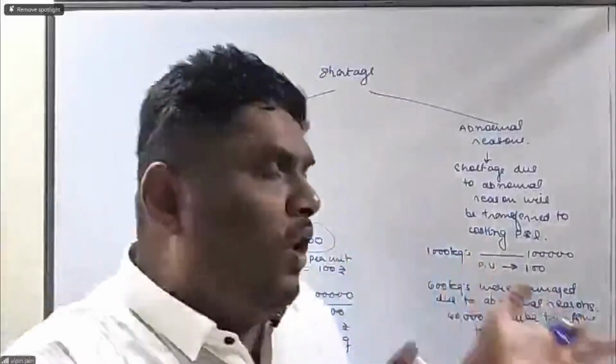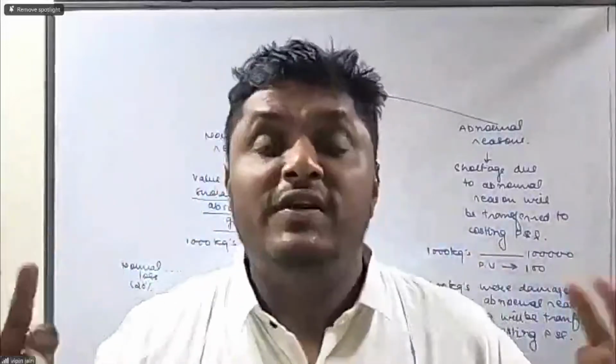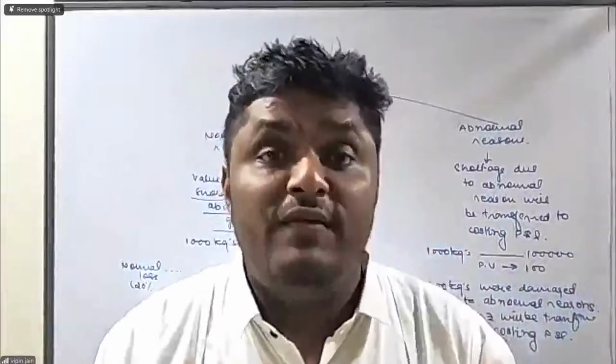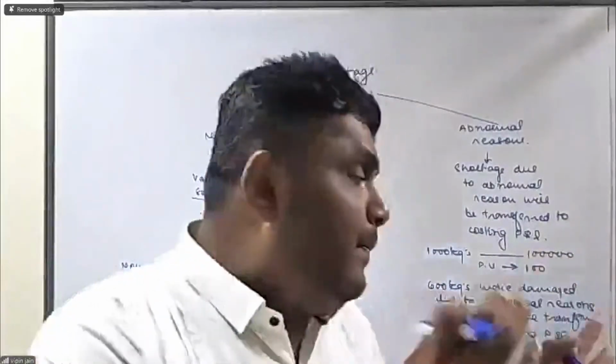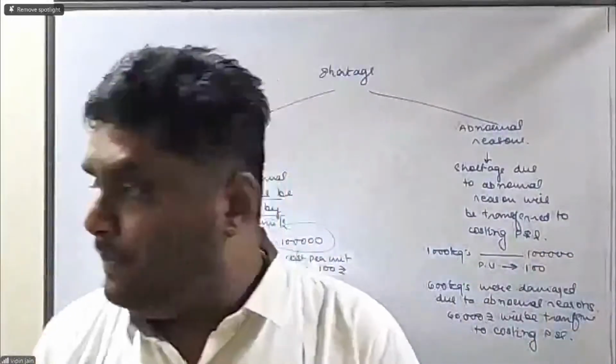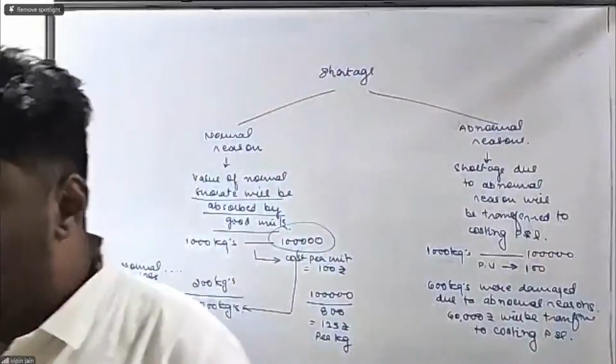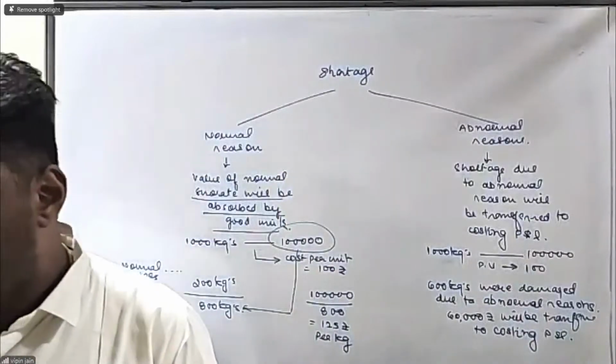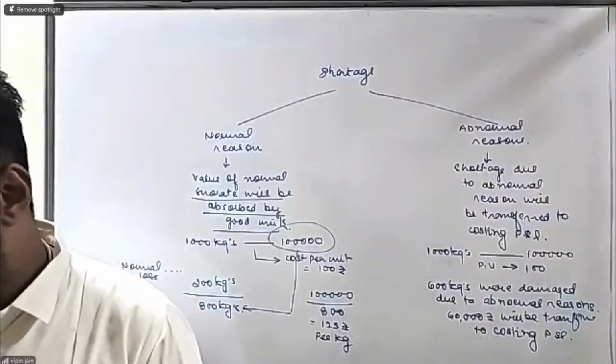If it is due to abnormal reason, then the product cost will not inflate, the raw material cost will not inflate. Simply the proportionate value will be transferred to costing P&L. I request you guys to please copy.